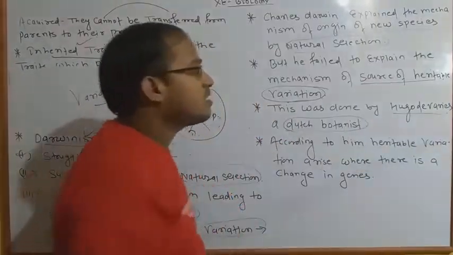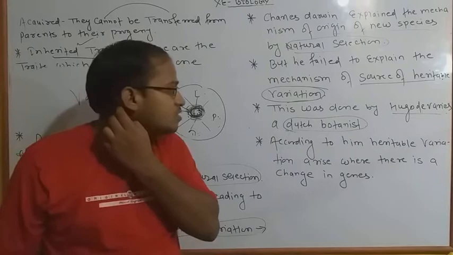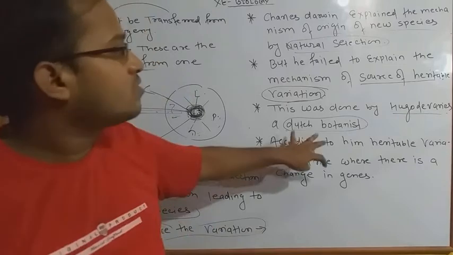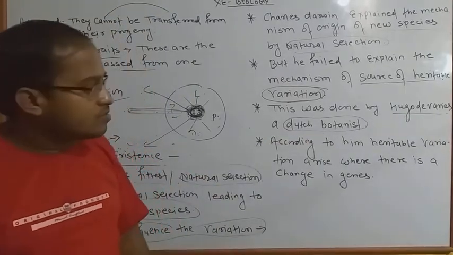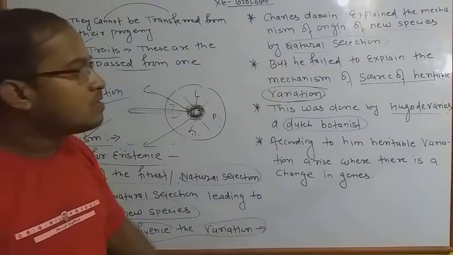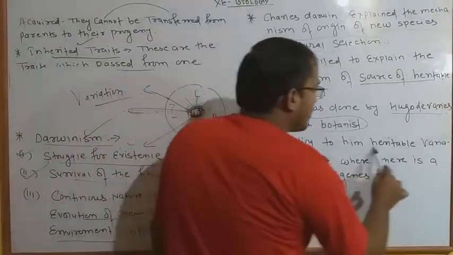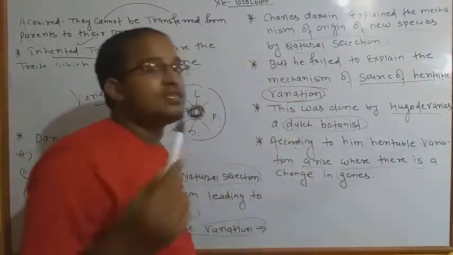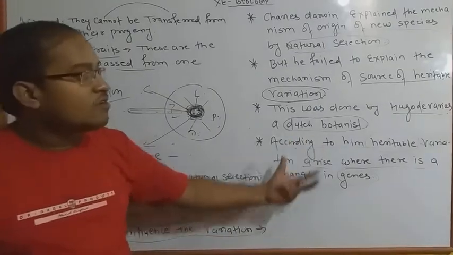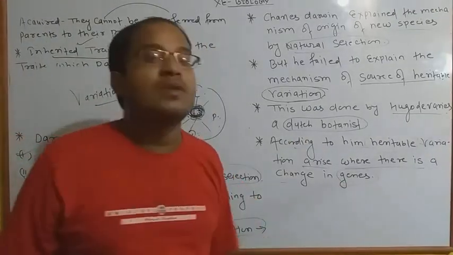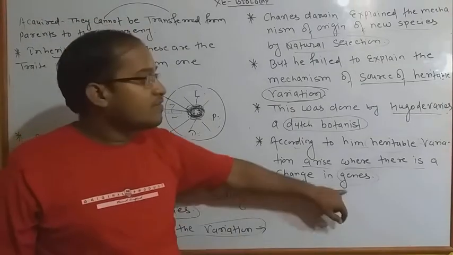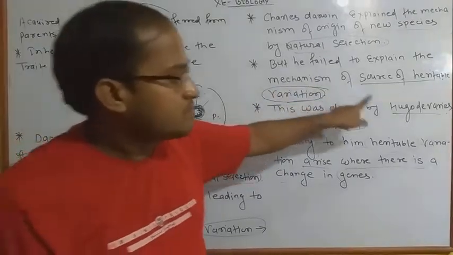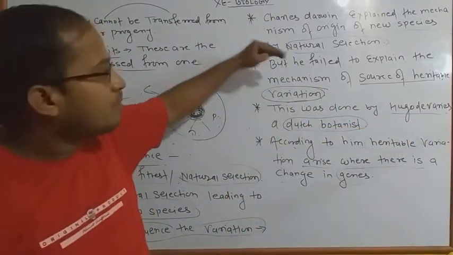ये एक डच के botanist थे, ठीक है, और डच is a special type of country where certain Christian families generally belong, तो ये डच botanist थे, and mostly he has given the exact conclusion about Charles Darwin. According to him, heritable variations arise where there is a change in genes. अगर genes में changes होंगे, definitely the changes of variation will also occur. अगर genes में change देखने को मिलेगा किसी भी human beings या किसी भी animals में, definitely the variation will also occur. So this is the exact theory given by Hugo de Vries, a Dutch botanist.